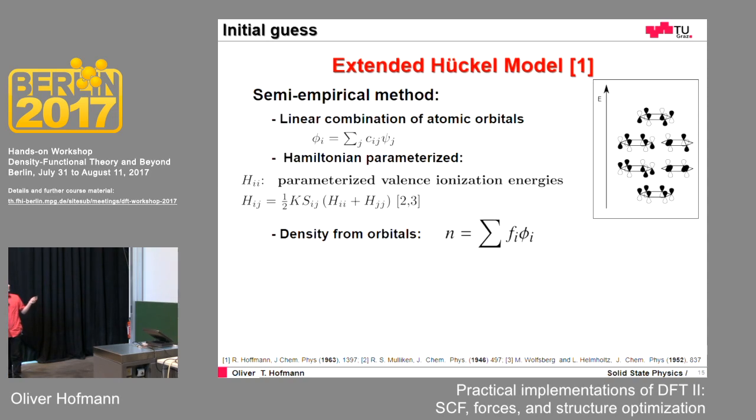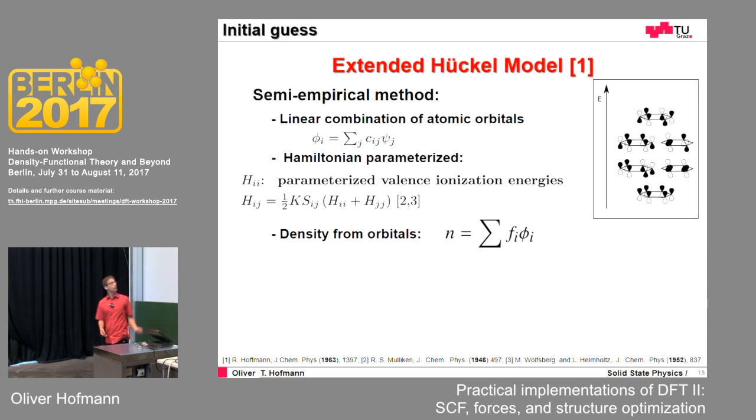And then you construct the Hamiltonian via this equation. You have 1/2 K, where K is just a constant. S is then the overlap parameter between two atoms. And then you have two parameters, H_ii and H_jj, which are predetermined for each element. That's a very simple Hamiltonian, and you can just solve this Hamiltonian. You don't even need to solve it self-consistently, because the result is not in the Hamiltonian itself. And then you get out all these orbitals.